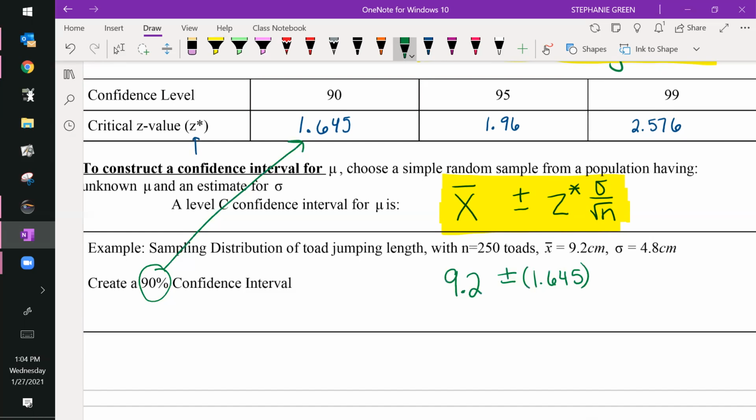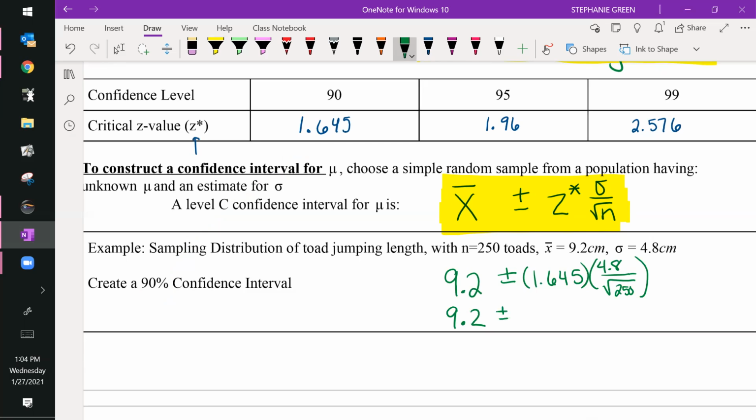Sigma is right here, 4.8 divided by the square root of n, which is 250 toads. Okay, and this is plus and minus, so I'm going to subtract to get the lower end of my interval, add to get the upper end of my interval. So let's just see what that margin of error is first of all.